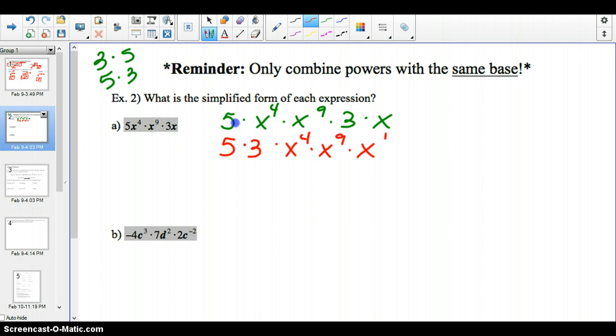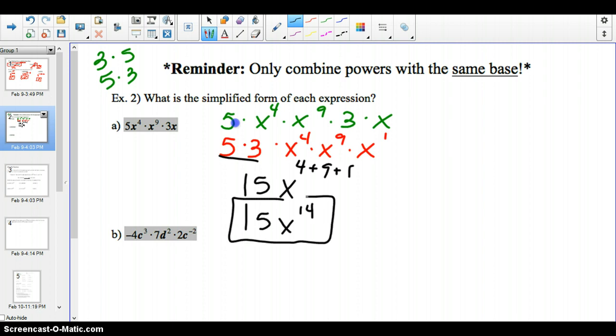Now really there's an exponent there of 1. Now this becomes a lot easier for me. This is just 15 right here. But here I'm going to have x to the fourth plus 9 plus 1, combining all my bases there with their exponents into one expression. So this is just going to be 15 x to the 14th once you add all of those exponents.